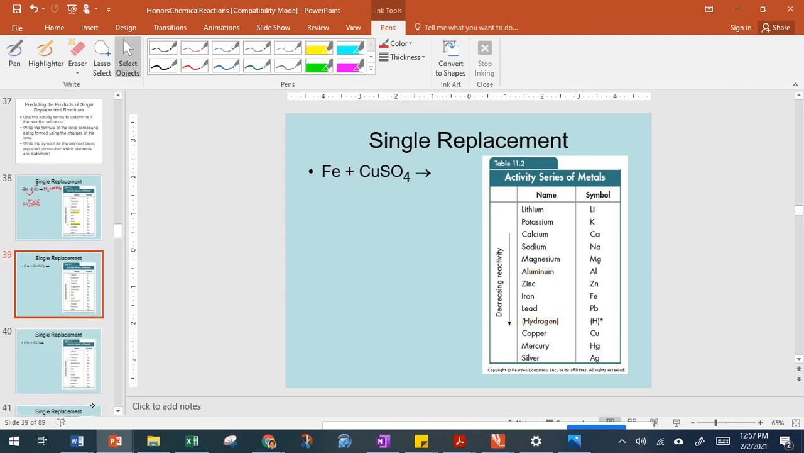So let's look at another one. Here we have iron. Iron's here, and it's not replacing sulfate. Sulfate's not on the activity series, but it's trying to replace copper. Iron is higher than copper. So iron's going to come along and kick out copper. Copper, when it's by itself, is just Cu. It's not a diatomic. And then we can assume iron's going to have a +2 charge. So it'll be FeSO4. So this reaction will occur.